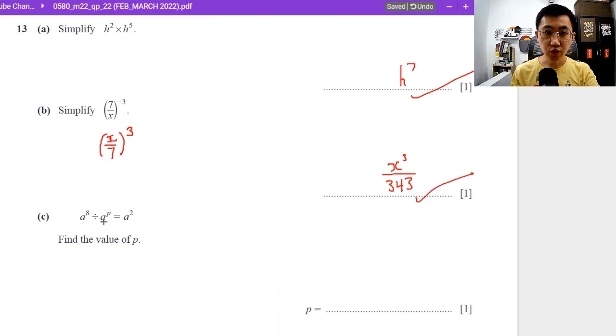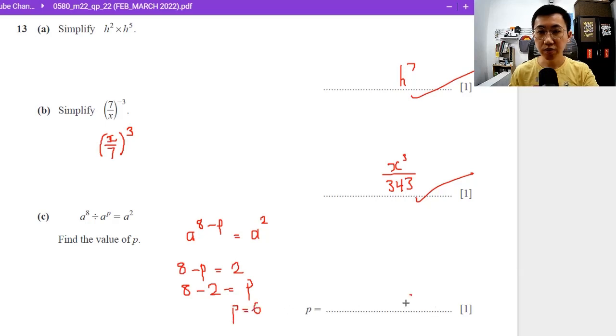Question C is for divide. I am going to solve. Oh, it's just 1 mark. Surprise, surprise. So let me do the working. Just do only 8 minus p is going to get you a square. Now we are going to use our comparison technique because the base is a, same already. So just use your exponent as comparison. So p goes here, 2 comes here. So 8 minus 2 equals p. So p will get power of 6. Right, so that's how you do this question here.